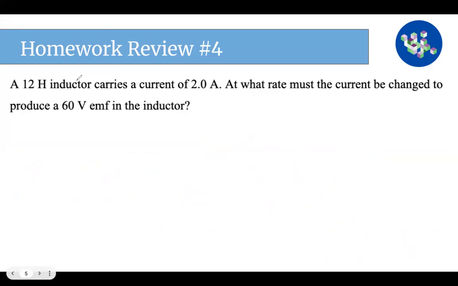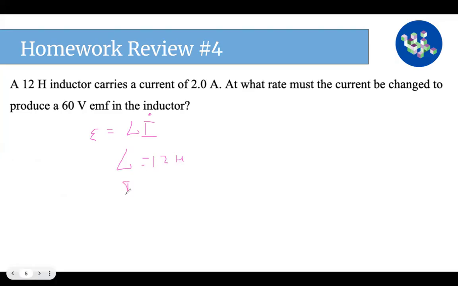A 12 Henry inductor carries a current of 2.0 ampere. At what rate must the current be changed to produce a 60-volt EMF in the inductor? Well, remember we have epsilon equals L i dot, basically L di over dt, right? Now, what were we given here? We're given that L equals 12 Henry.